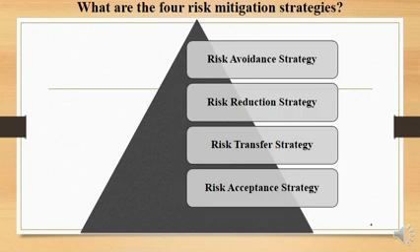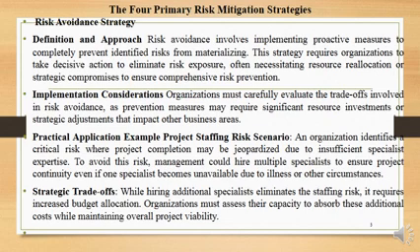What are the four risk mitigation strategies? We have a risk avoidance strategy, risk reduction strategy, risk transfer strategy, and risk acceptance strategy. The first of the four primary risk mitigation strategies is the risk avoidance strategy. Definition and approach: risk avoidance involves implementing proactive measures to completely prevent identified risks from materializing.